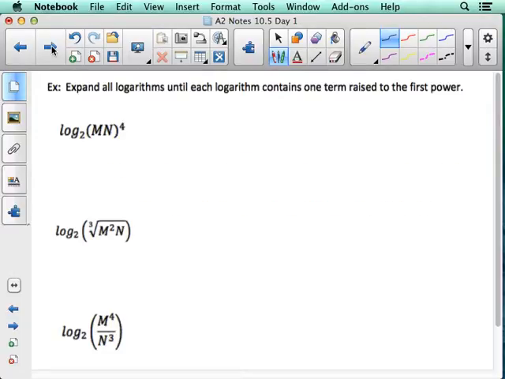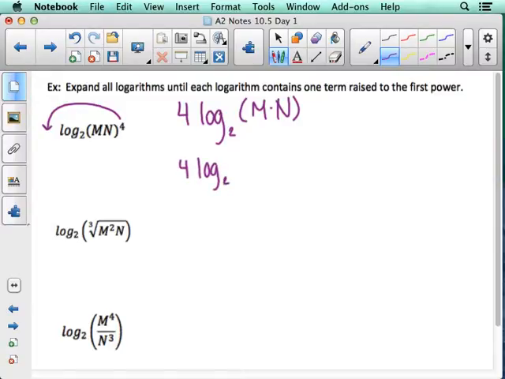So let's start looking at the expanding ones. Expand all logarithms until each logarithm contains one term raised to the first power. So I'm going to be using my properties. Well, first property I notice is that this 4 is allowed to come out front. So I'm going to rewrite this as 4 log base 2 of m times n. Now I know that when I'm multiplying inside the parentheses, I can expand that into 2 logs using addition. So this is 4 times log base 2 of m plus 4 times log base 2 of n. Notice I kept the 4 as a coefficient with both of them.